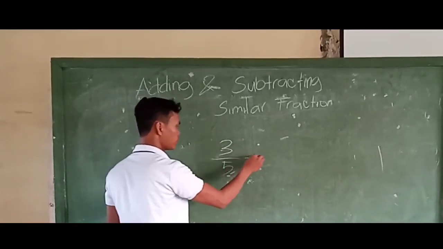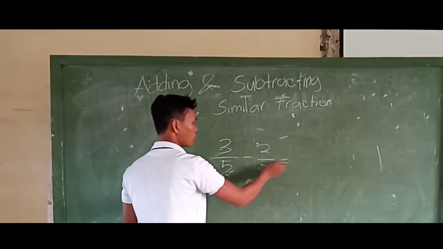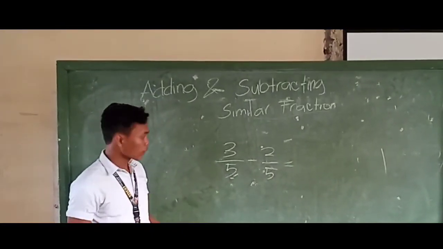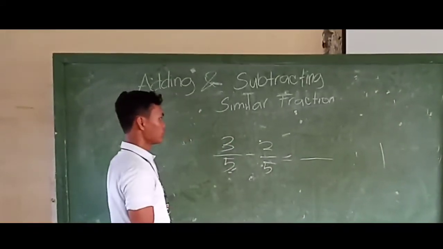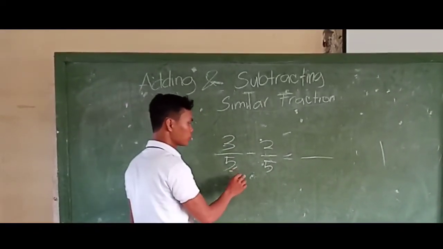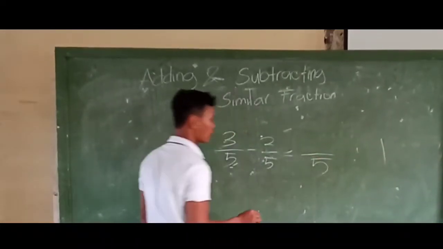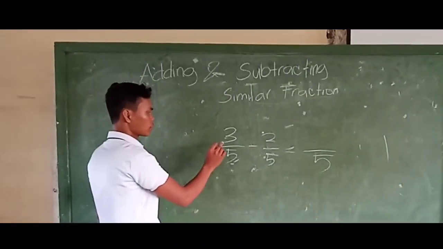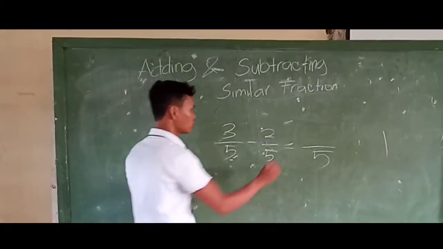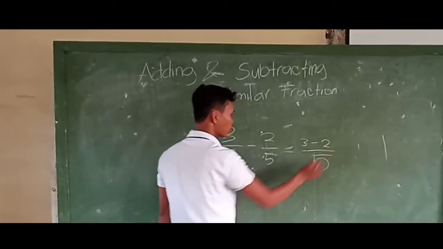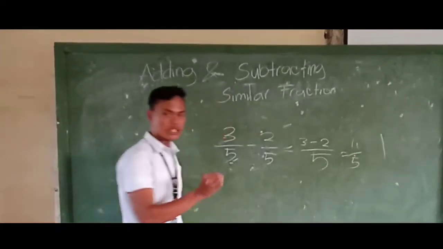Now in subtracting similar fractions, 3/5 minus 2/5 equals. It is very easy because it's like adding similar fractions. You need to put the same denominator on the other side and then subtract the numerators of each fraction. So 3 minus 2 equals 1/5. So that's very easy.